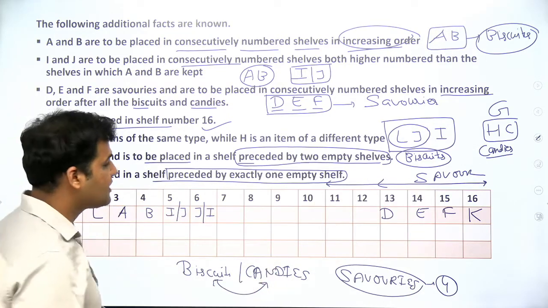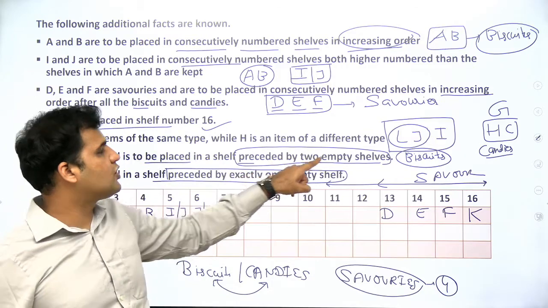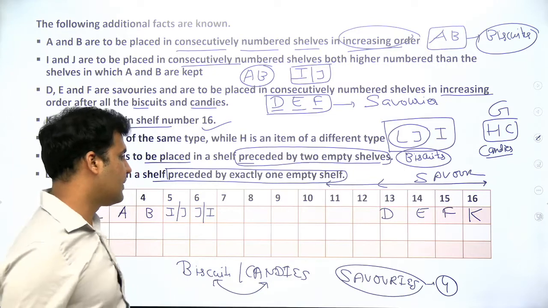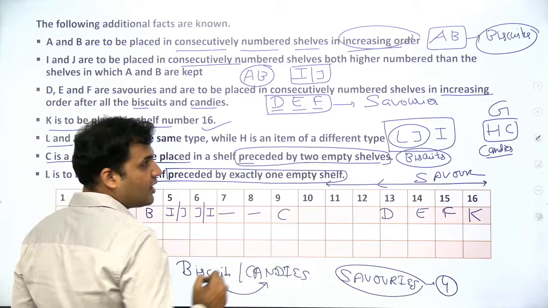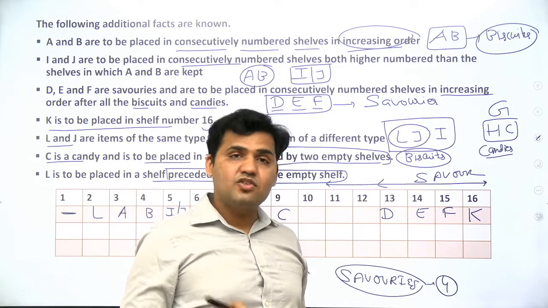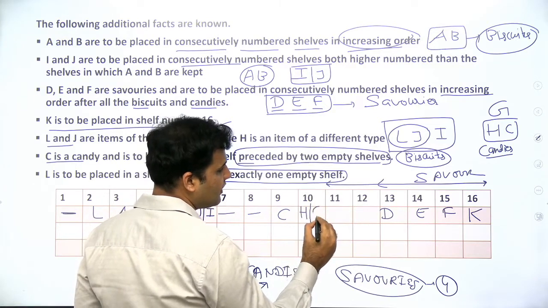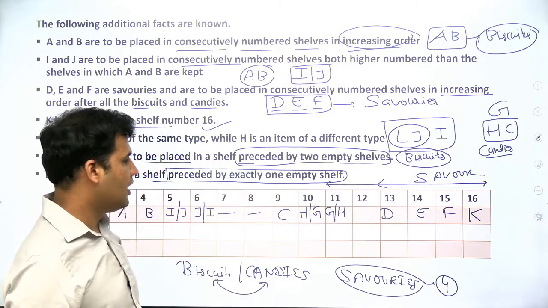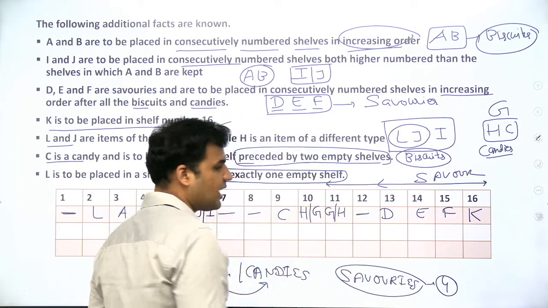Now we are supposed to place the candies. We have 3 candies and C is one of the candies which has to be preceded by 2 empty shelves. So among the candies, C has to be the first item which has to be placed. So 2 empty shelves means 7 and 8 will be empty. So C will be over here. And out of H and G, we do not specifically know whether H will be coming first or G will be coming first. So we'll have to take both cases. Either H will be coming on 10th or G will be coming on 10th. Or G will be coming here or H will be coming over here. Right? And now candies are placed and you have to leave one empty shelf. So 12 will be the empty shelf over here.